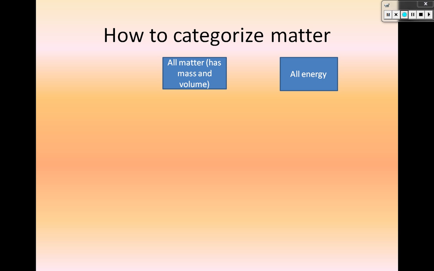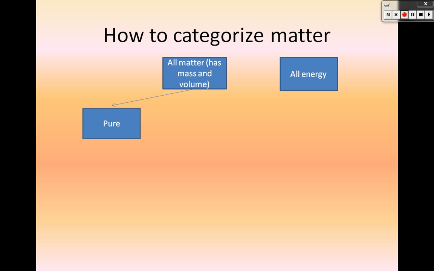And then energy is everything that does not have mass or volume. So any of the light that's coming out of the lights on my ceiling or the lights on my computer screen. I can feel some heat coming out of my laptop. So those are all energy. So in these notes, we are specifically focusing on matter.